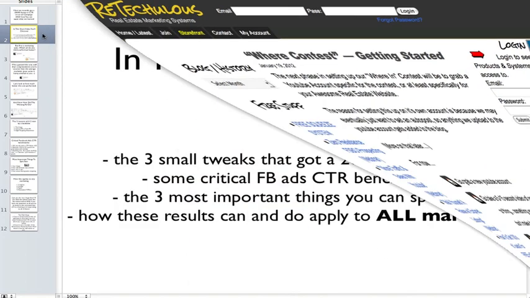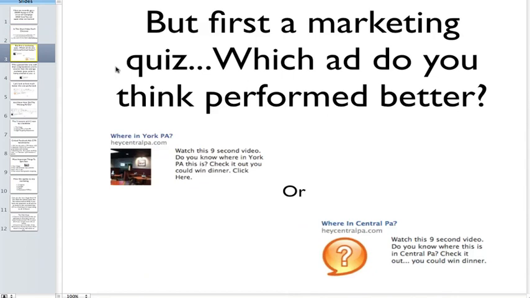So now what I want to do is give you a quick marketing quiz. Which one of these ads do you think performed better? The one on the left here says, "Where in York, PA? Watch this 9-second video. Do you know where in York, PA this is? Check it out. You could win dinner." We've got a little image there. Or, where in Central PA? Kind of the same, different image.